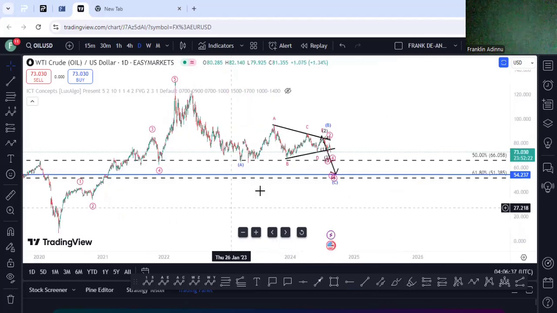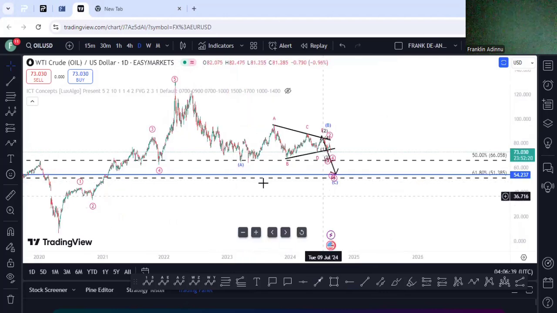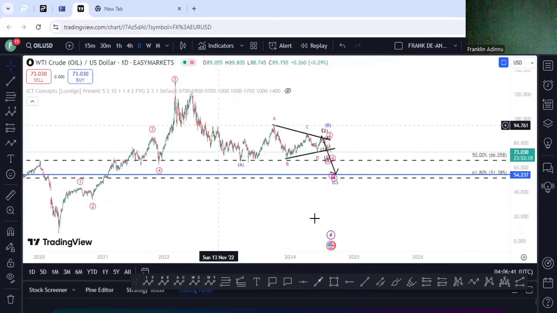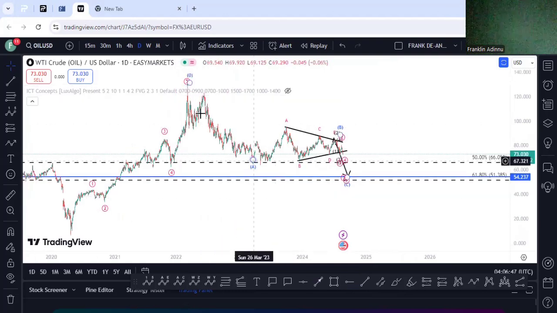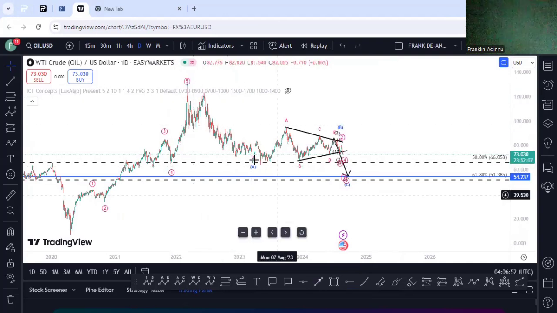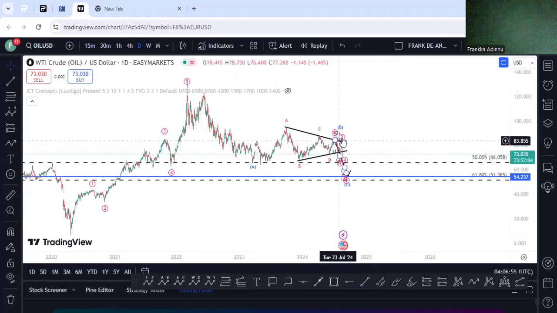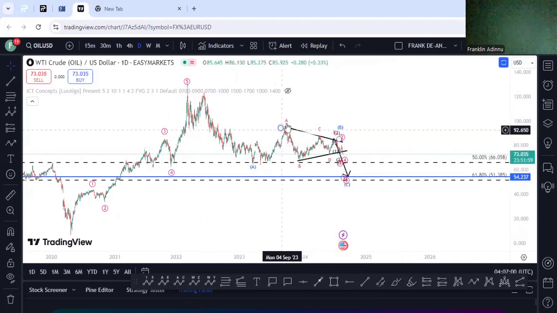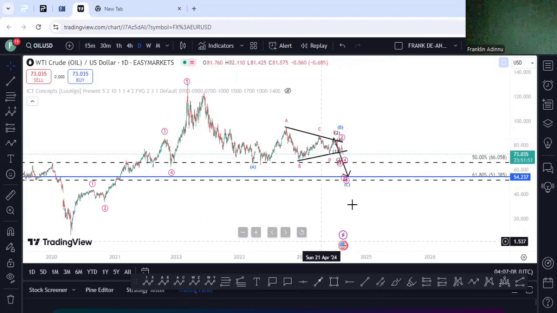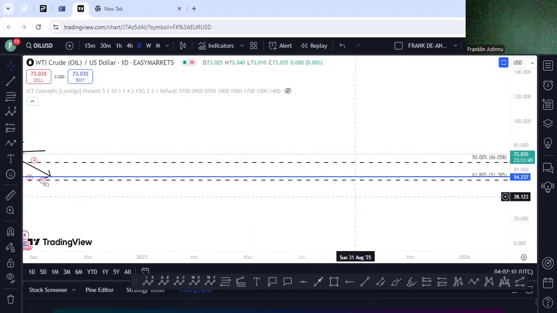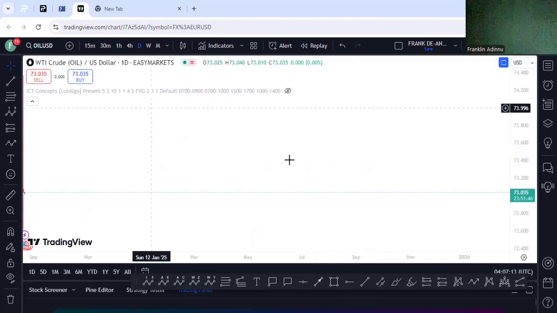Okay, so now when you look at this WTI oil, you discover that it has already done an A. See the A here. A, B, five waves then A. And looking at this place, you see that B is coming in the form of a triangle. This is A, B, C, D, and E. So B is coming in the form of a triangle. Let me expand it a little bit so that you can see what I'm saying.